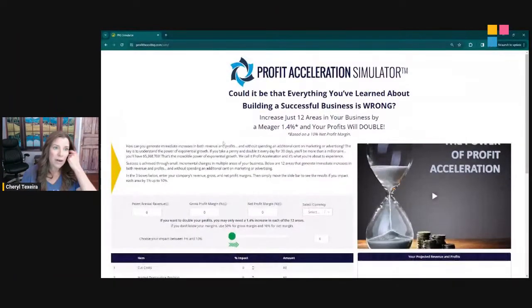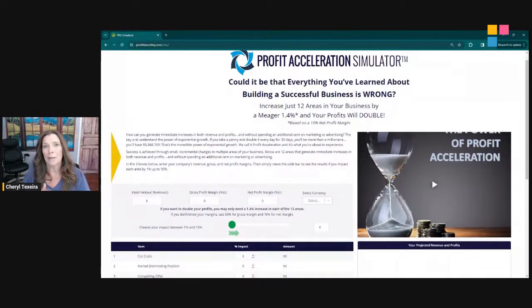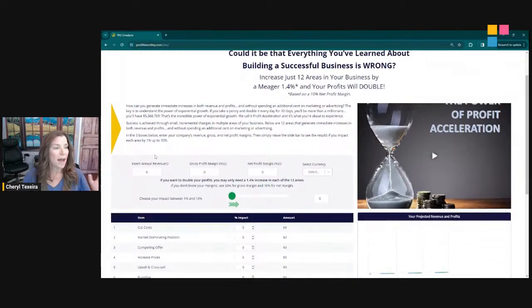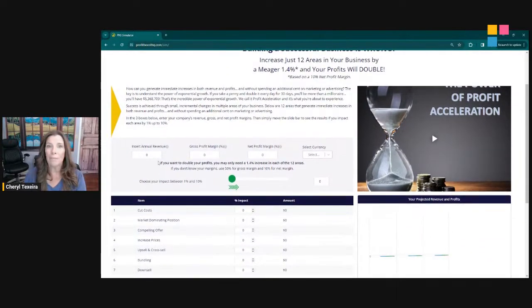So I'm going to share my screen really quick. I just want to show you a little bit about what this is about. So I have this simulator, and here it is. When I use the actual assessment tool, I do business assessments for people, then I can actually show them what it actually looks like for their business.